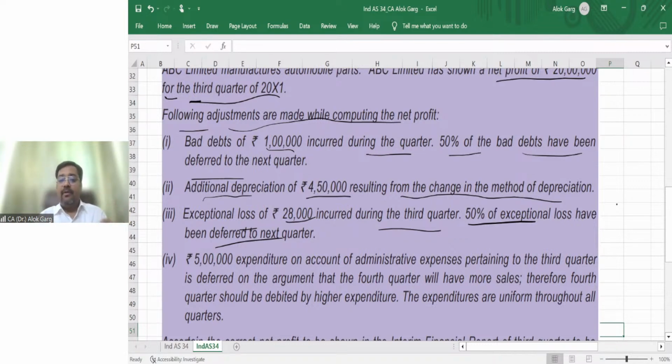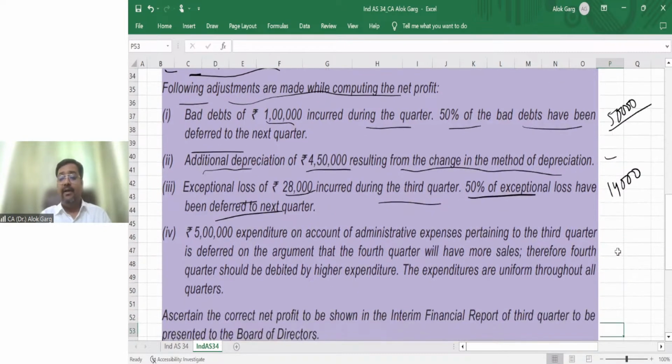So it means the company has deferred 14,000 rupees of expenses, which should be debited in the current period itself. Additional depreciation is okay. This 14,000 rupees of exceptional losses the company has to debit in the current period itself, right? The company has debited 14,000, and the rest has to be debited in the current period only.